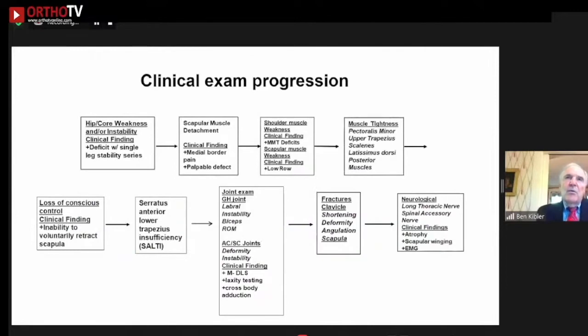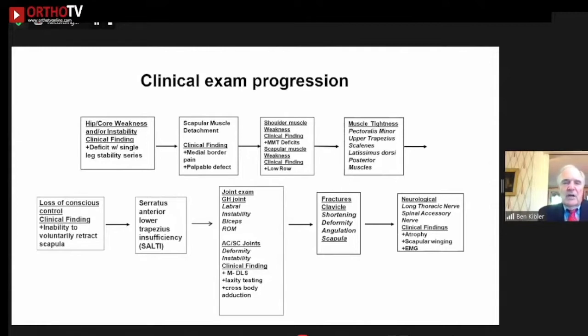Now, there's a stepwise progression of the exam. You can start and you do this in about 5 to 10 minutes. You look at hip and core weakness first. You palpate along the medial border for scapular muscle detachment. You measure shoulder muscle strength and weakness. You check for muscle tightness.